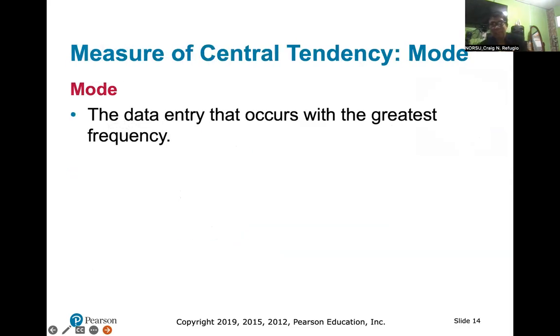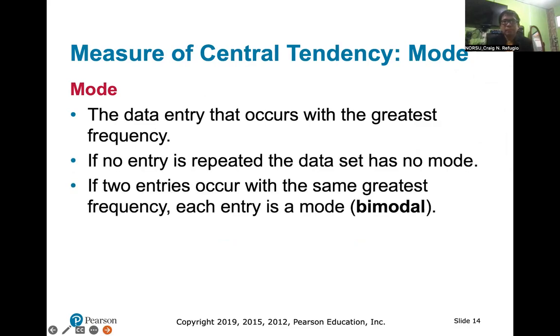We look into mode as the other measure of central tendency. So mode refers to the data entry that occurs with the greatest frequency, or the entry that appears many times or frequently in the data set. If no entry is repeated, the data set has no mode. I mentioned that one already in the first video about measures of central tendency. If 2 entries occur with the same greatest frequency, then each entry is classified as bimodal.